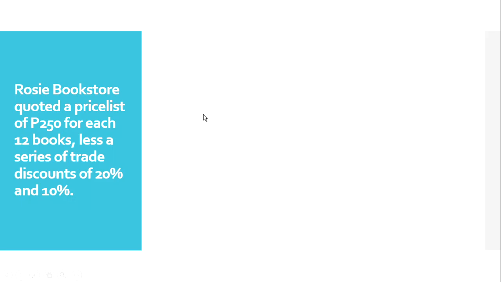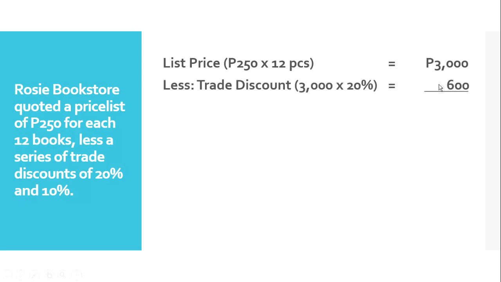So, ito ang computation. List price again, 250 pesos multiplied by 12 pieces. So, that is 3,000. Then, less the first trade discount, which is 3,000 multiplied by 20%. So, that is 600. So, now the balance will be 2,400.